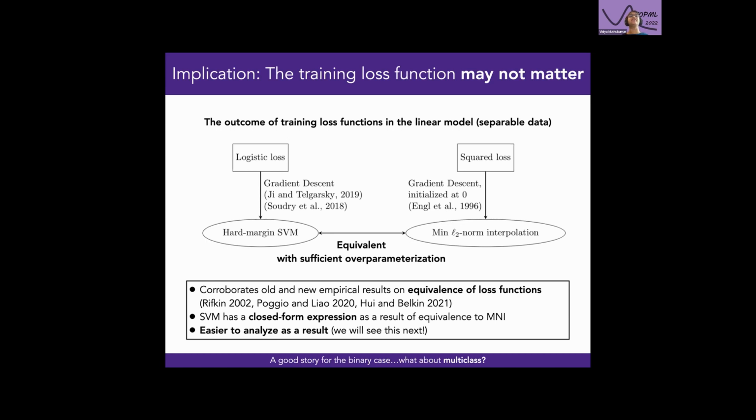In particular, what we have basically established is that in these very high dimensional regimes, the SVM in fact has a closed form expression and can be directly analyzed just as a result of its connection with the MNI. So this forms a very nice story for the binary case. And it's natural to ask what happens in the case of multiclass. And maybe before that, I see that there's another question.